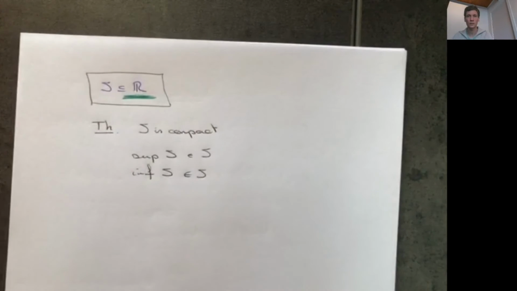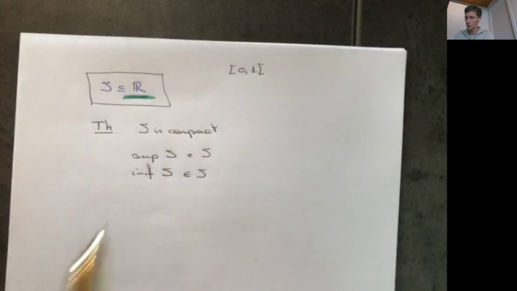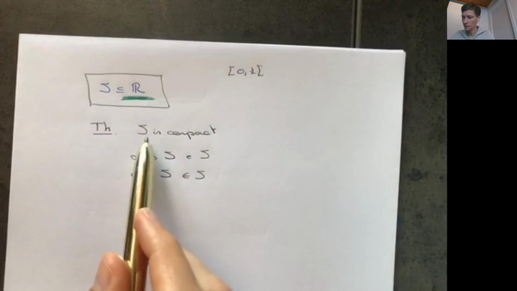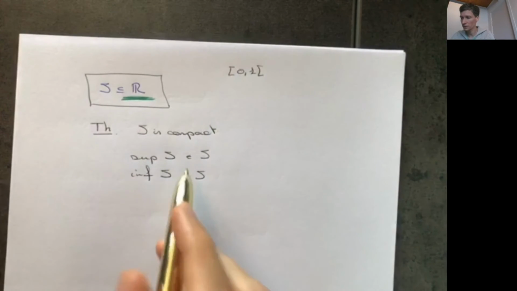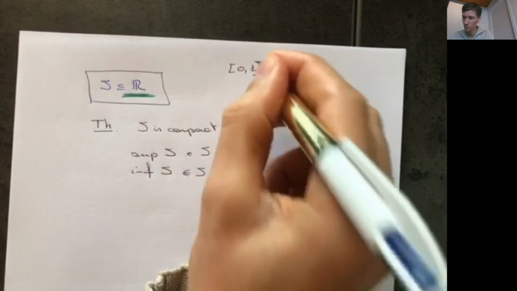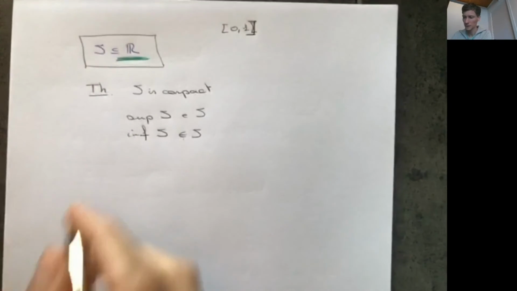I already told you that it's not always the case that the supremum and the infimum are part of the set. For example, in the interval (0, 1), the supremum is 1, but it's not part of the set S. However, if S is compact, so closed and bounded, then they have to be in the set. In other words, this cannot be a compact set because 1, the supremum, is not in the set. To make it compact, you have to make it closed, and you can do that by including the number 1 in the set.